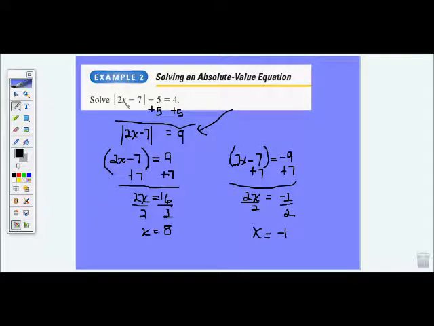2 times a negative 1 would be negative 2. Combined with the negative 7 gives me negative 9 inside the absolute value symbol. The absolute value symbol then changes my negative 9 into a positive 9, minus 5 equals 4. So both of those solutions will work for that.